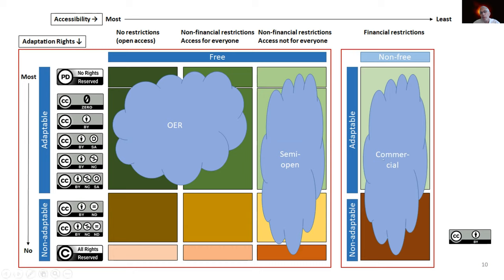And we have the non-free, which we call the commercial resources, and they can be adaptable or non-adaptable, but that depends on the kind of license you buy from the publisher who is publishing those resources.